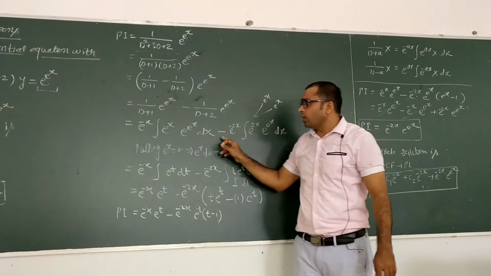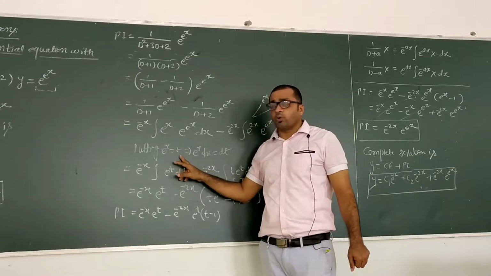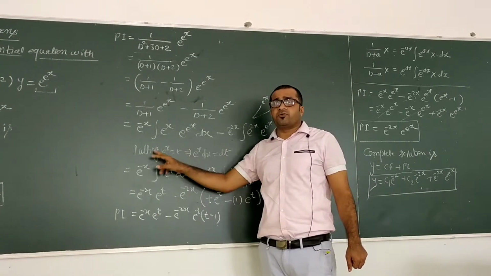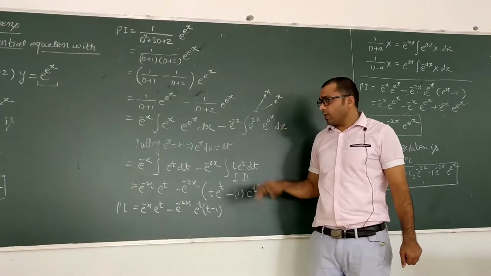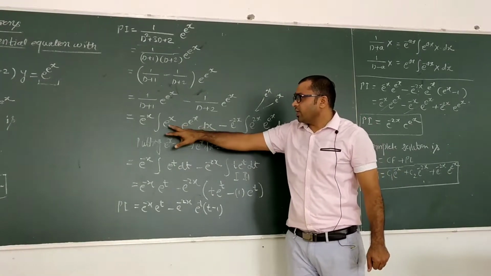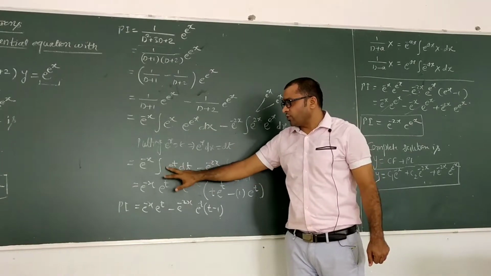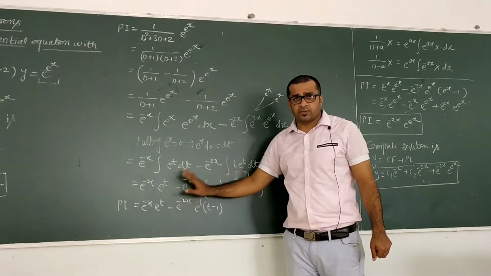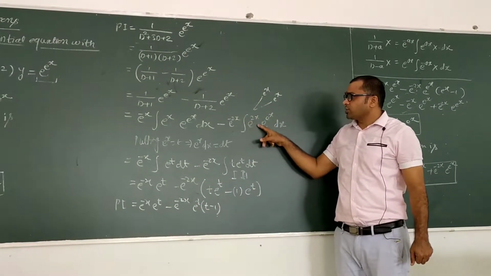Okay, now to solve this integral, I will substitute e raised to the power x equals t. Take a derivative of this quantity, that is e raised to the power x dx equals dt. Now substituting this quantity here, e raised to the power x dx is dt, this is e raised to the power t, and integration of e raised to the power t is e raised to the power t. This is simple.